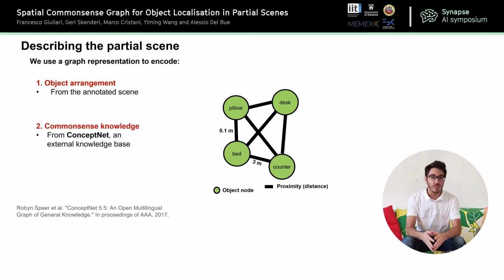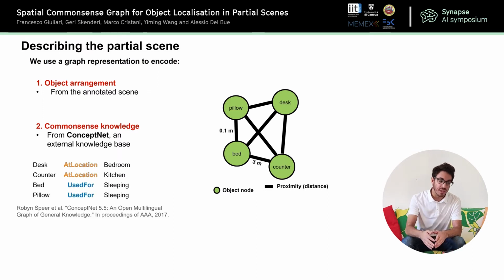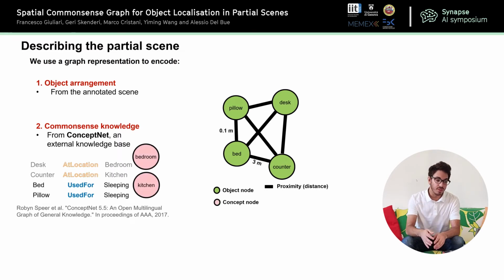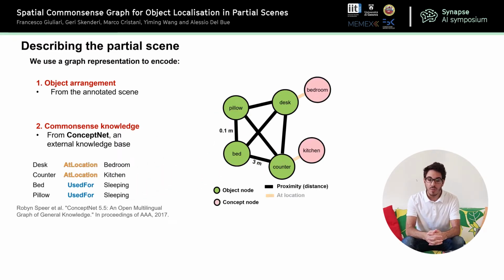The second type of information that we encode in our graph representation is the commonsense knowledge. This is information that we extract from an external knowledge base called ConceptNet and describes, for example, where objects are located and how objects are typically used. From this new information, we create new nodes that we call concept nodes, and we encode them in the graph and we connect them to object nodes with two new types of edges, the location edge and the used for edge.